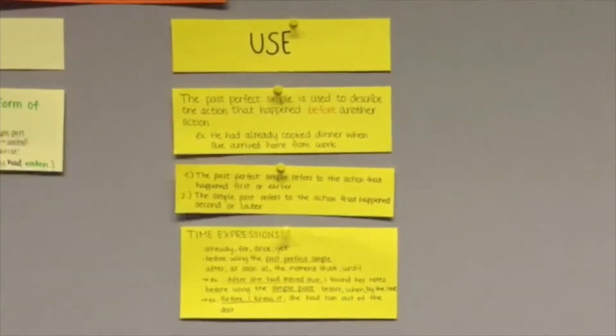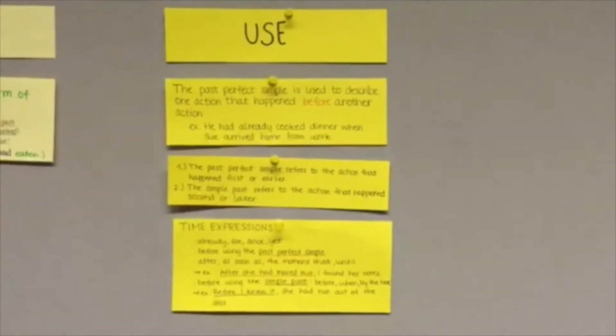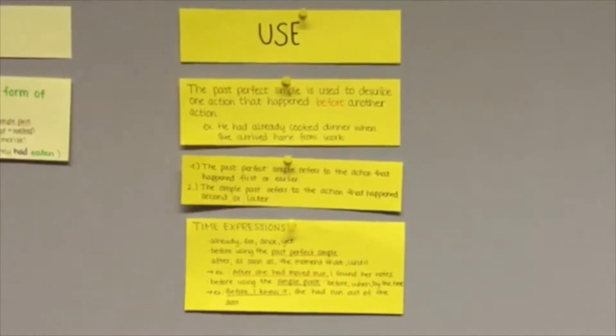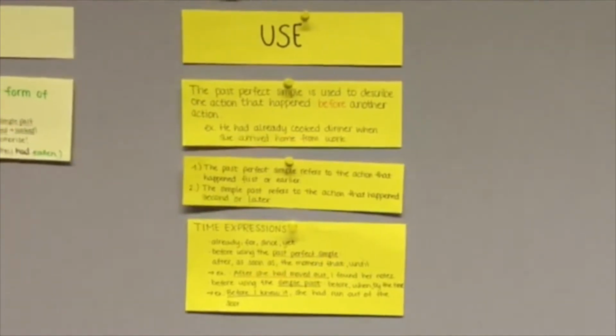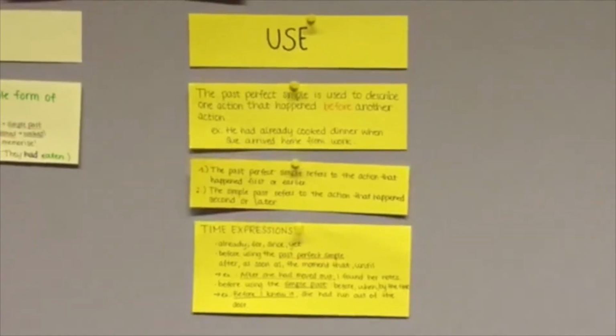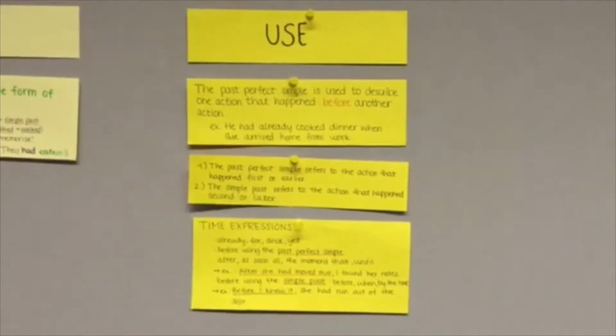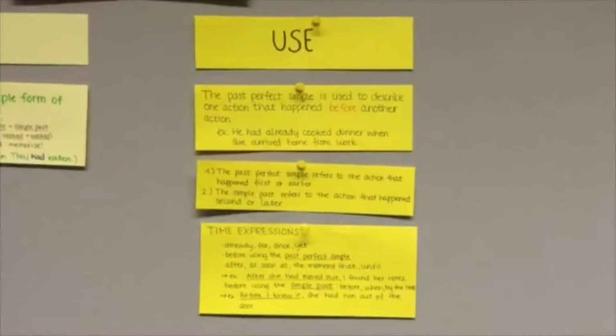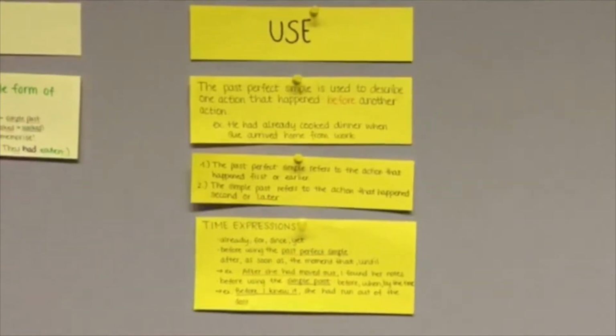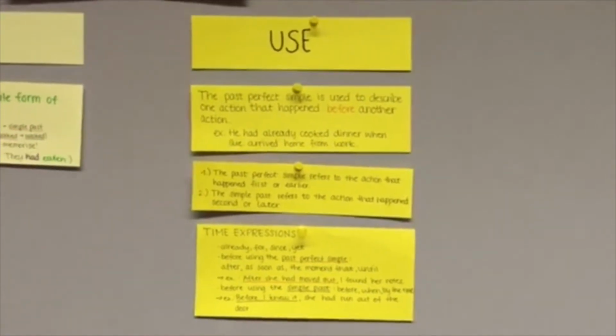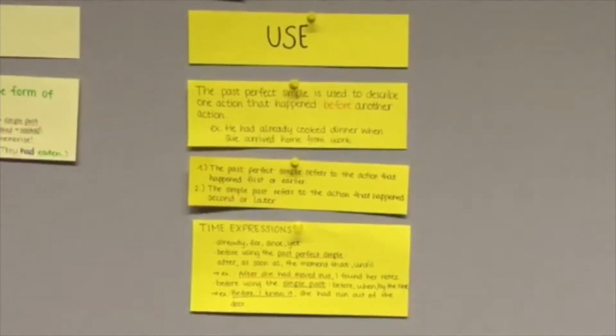The time expressions are already, for, since, yet, or before using the past perfect simple. We also say after, as soon as, the moment that, until. For example, after she had moved out, I found her notes. And before using the simple past, we use before, when, by the time. For example, before I knew it, she had run out of the door.